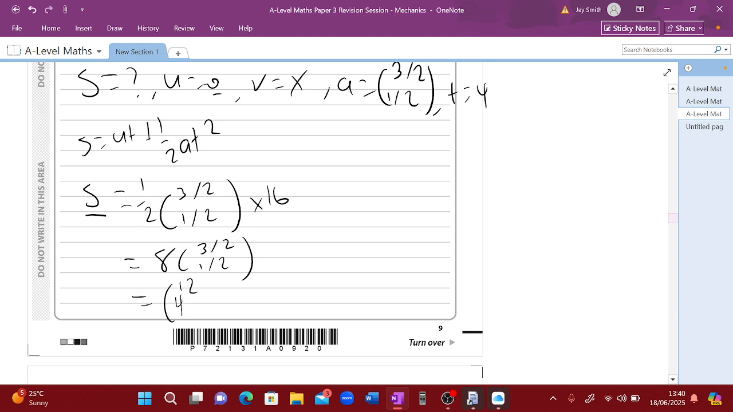Cool. Now it wants the distance AB. So this is actually AB in vector form, but we want the distance AB. So the length of AB is going to be the modulus of this vector. It's going to be the square root of 12 squared plus 4 squared, and putting that in the calculator should get you 4 root 10, and that's your distance there.